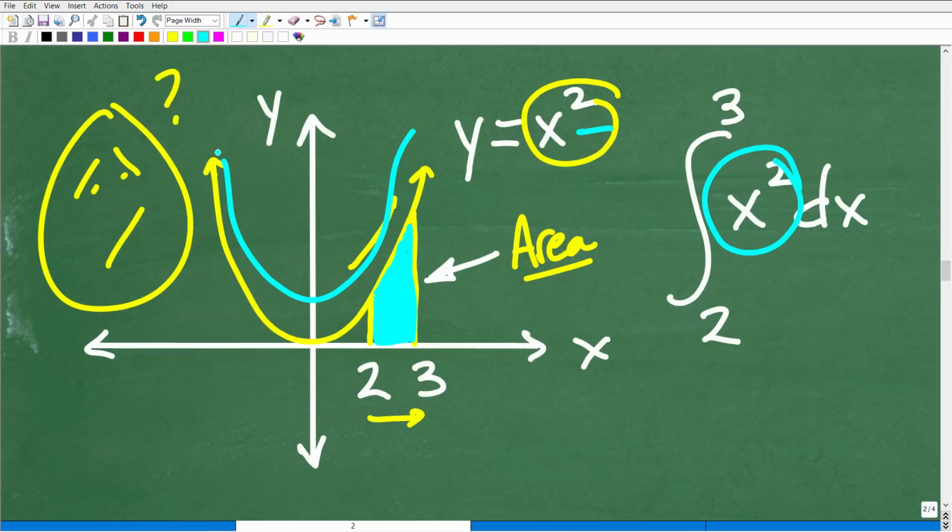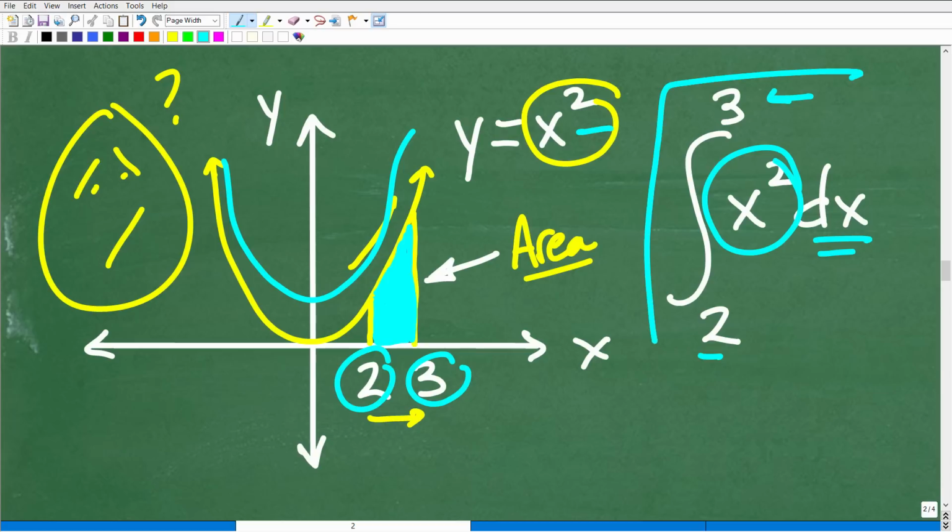Okay, so this is the curve x squared, but not the entire curve. We just want to go from 2 to 3. So this is what we call the bounds. We're going to start from 2 and we're going to stop at 3. So this little dx here is a little calculus notation. We don't need to talk about that right now. But if we could figure this out, we're going to actually find the area of this shape.